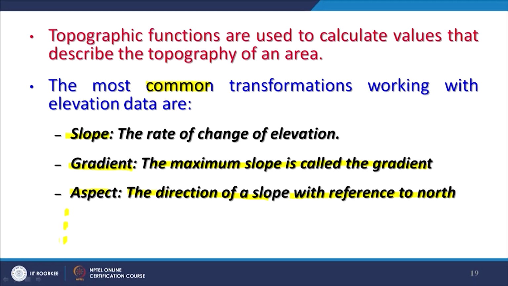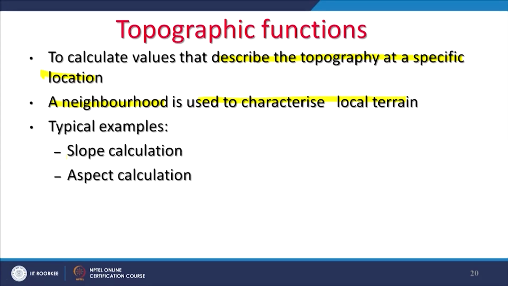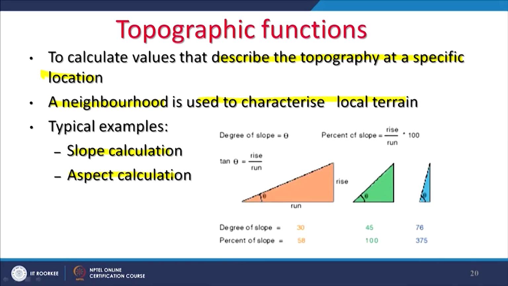Even for scientists or civil engineers, we can use digital elevation models to find out landforms also. Now, topographic functions basically calculate the value described in the topography at a specific location. Recall the roving window or moving window, which will be used to derive all these derivatives of a digital elevation model, or characteristics like slope, aspect, etc. That operation is done in the neighborhood to calculate the local terrain, for example, for slope and aspect calculation.